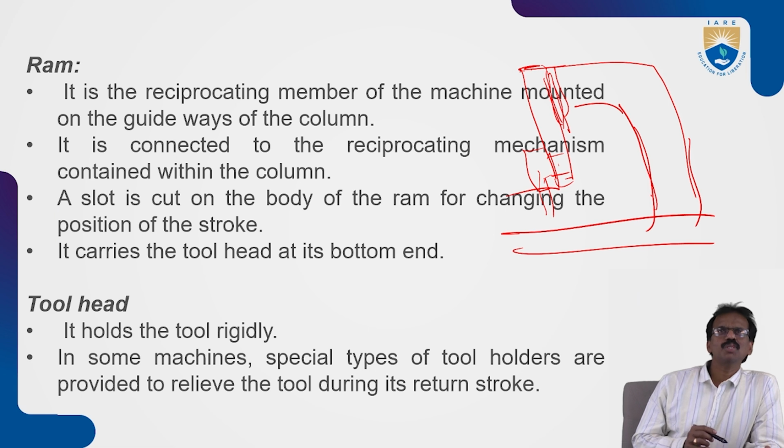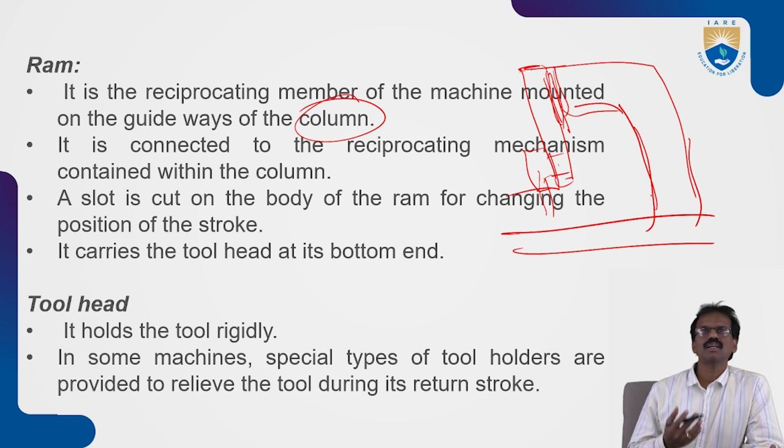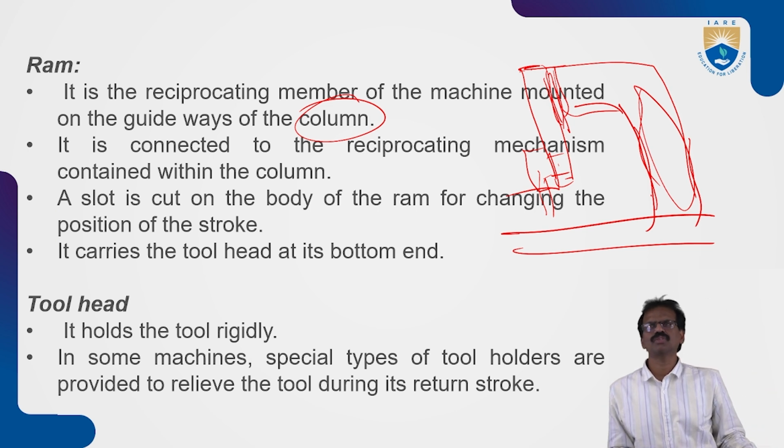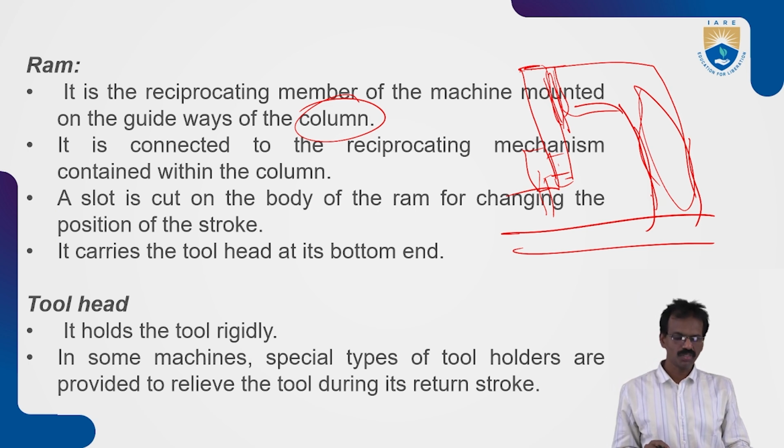It is the reciprocating member of the machine, mounted on the guideways on the front face of the column. It is connected to a reciprocating mechanism contained within the column. There are four mechanisms we already discussed in the shaping machine. By the help of the Whitworth mechanism, the rotary motion of the motor is converted into reciprocating movement of the ram. On this ram, our tool post is fixed. By the help of the tool post, we can fix the single point cutting tool.